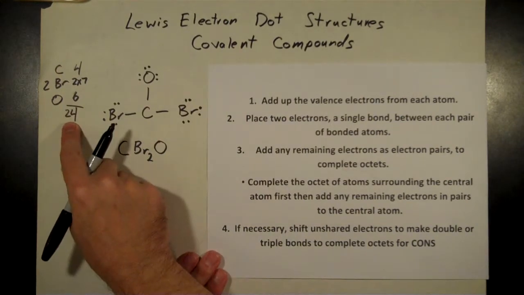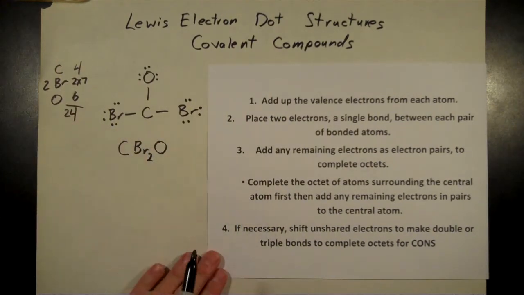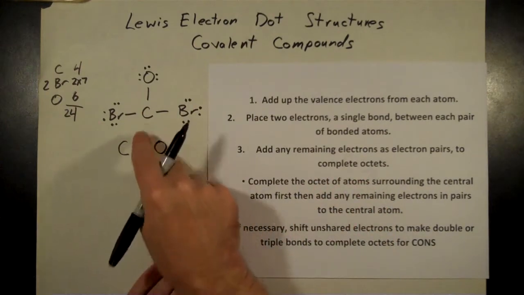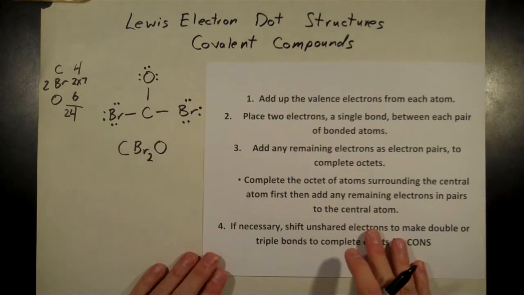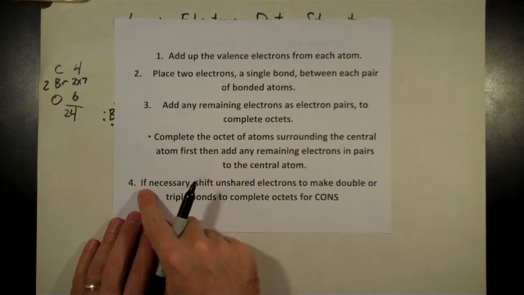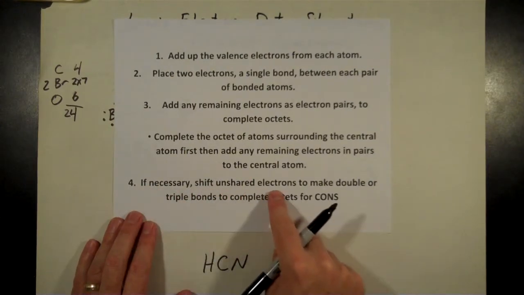I've only got 24 to work with. I can't use any more than that, and no less than that. So I can't just put 2 more dots in there. So this is where this last rule comes into play. It says, if necessary, shift unshared electrons.